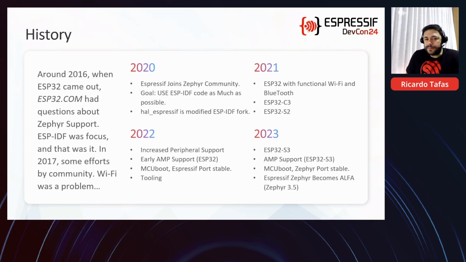And by that time, instead of using the plain ESP-IDF, we knew we would evolve it, but for that time it was easier to keep ESP-IDF, and we asked for the creation of the HAL Espressif, and it was basically a modified ESP-IDF fork with a lot of unnecessary code.